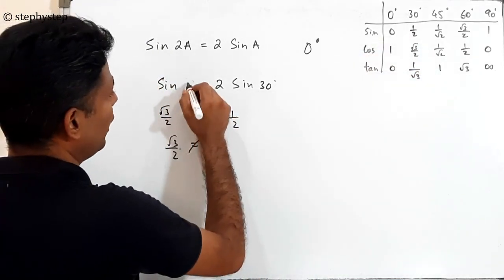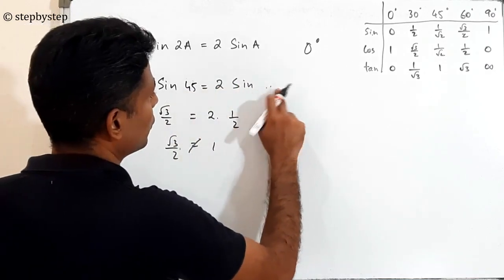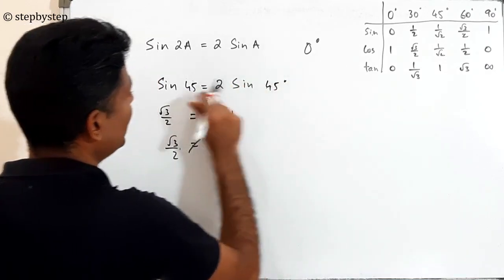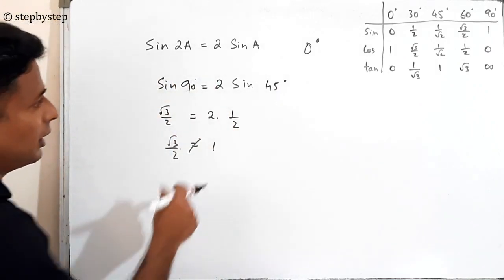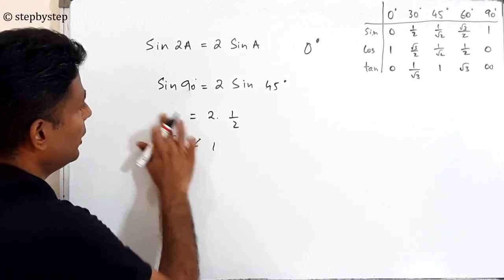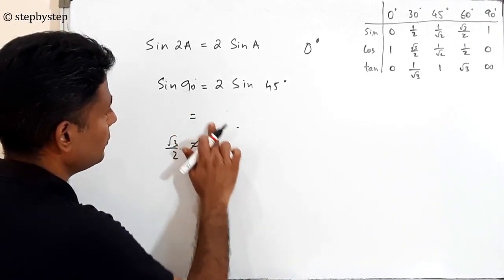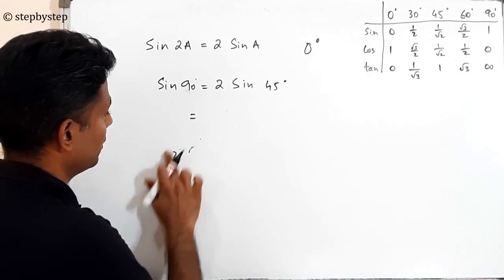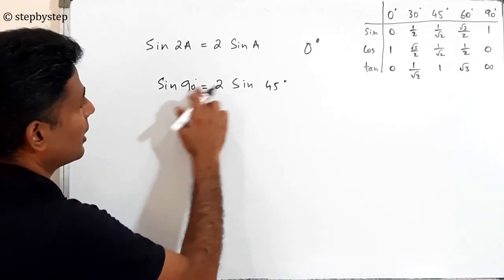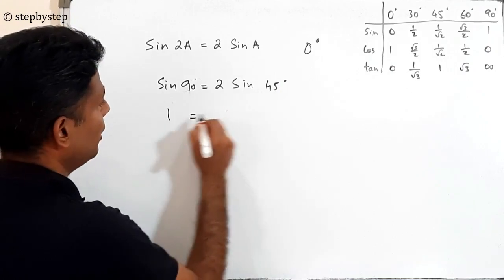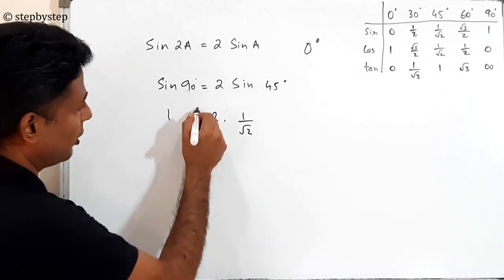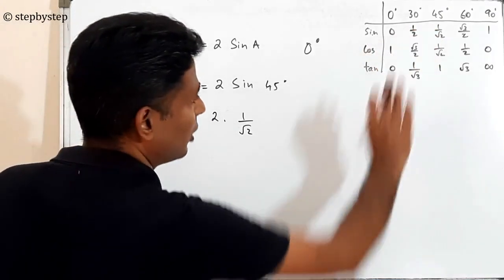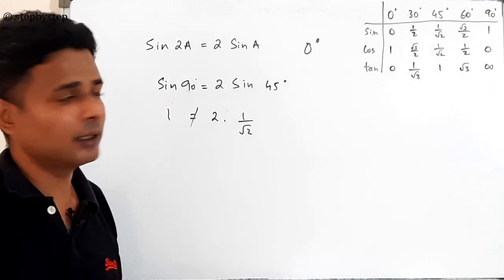If you want, you can check for 45 degree also. So if A is 45 degrees, here we get sine 90 degree, right? Equal to 2 sine 45. So erasing this and this, what do we get? Sine 90 is 1. 2 into sine 45 is 1 by root 2. So left hand side is not equal to right hand side. So answer is not 45 either.